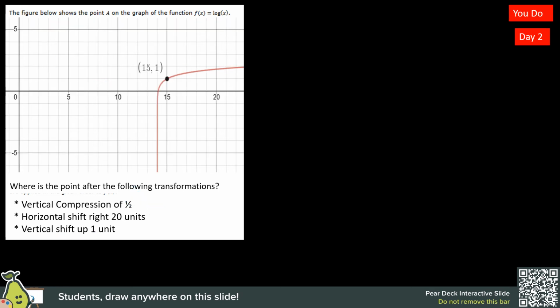Now you have this problem, pretty much the same concept, just a different point. Instead of the one we had before, now we've got 15, 1 as our point. We have a vertical compression of 1/2, a horizontal shift of 20, and a vertical shift of up 1 unit. Very similar, but you're going to get a different point. Try your best. If you have any questions and you would like to check your answer, send me a message on Teams, guys. Let's go ahead and move on.